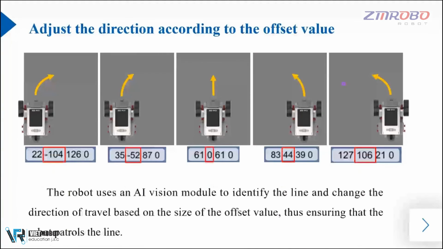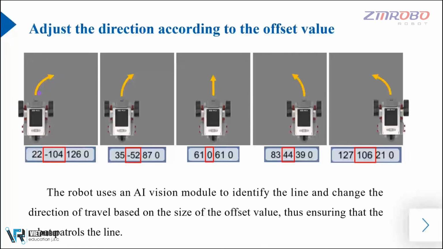By using the change rule of the offset value, the robot can realize the function of Visual Line Patrol. For example, when the offset value is 0, the robot can be moved straight forward. When the offset value is 44, the robot can make a small turn to the left. When the offset value is 106, the robot can make a large turn to the left. When the offset value is -52, the robot can make a small turn to the right. When the offset value is -104, the robot can make a large turn to the right.